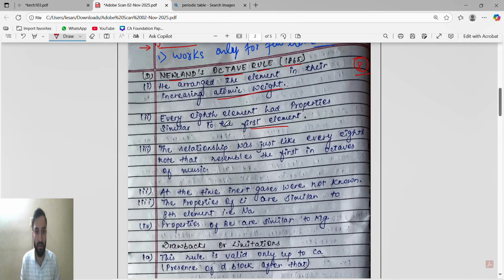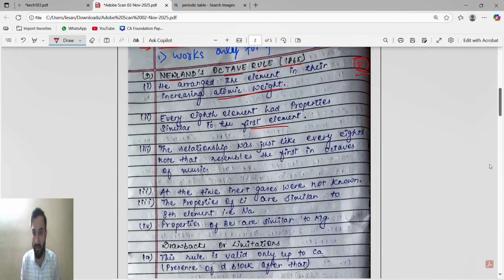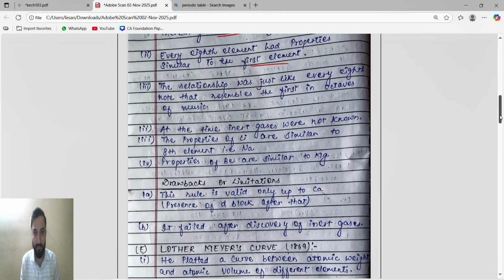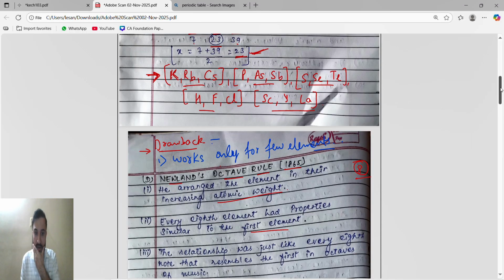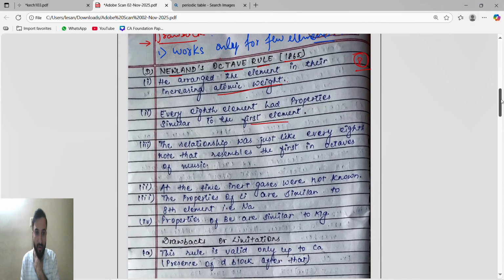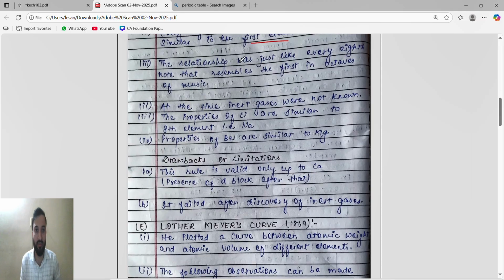Then he said, after the drawbacks, directly we'll come to Newlands' octave rule. We will write these first two points. Then the relationship. See here, the relationship was just like every 8th note that resembled the first in the octave of music.